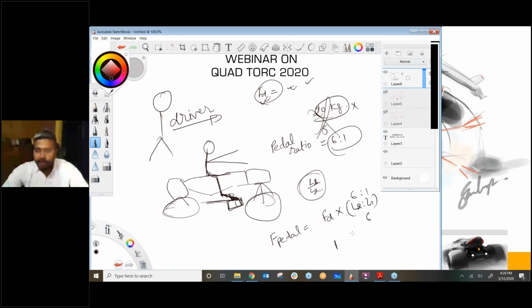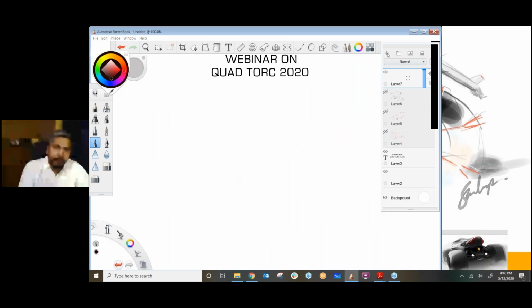This much of force will be available inside the master cylinder. Now you know the area of the master cylinder since you have selected it. You will get the value of the pressure from here. All right, so pressure is calculated. Now you know pressure inside the master cylinder is equal to pressure inside the caliper. So this will be the same value.